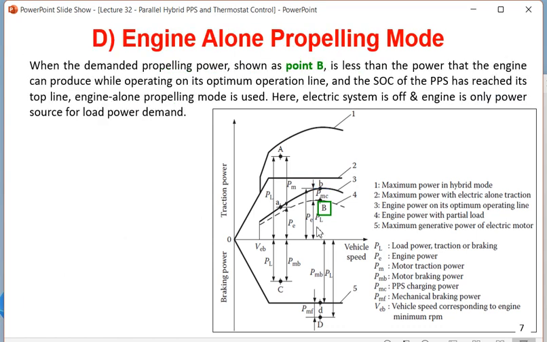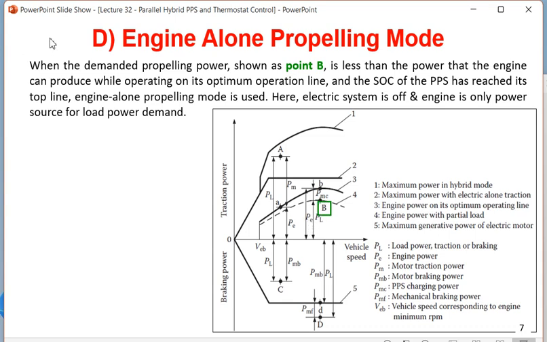In this case you are finding the engine alone propelling mode, when the demanded propelling power shown as point B is less than the power that the engine can produce. The engine can produce PE, but the vehicle is demanding only B, that is okay. And in this case the SOC of the PPS has reached the top line. The difference from the previous case C is that in C the PPS did not reach the top line, that means it did not reach this height of graph 2, so the PPS was getting charged. But in this case the PPS has reached point 2. In that case the engine need not produce this PMC. In this case PE will be equal to PL.